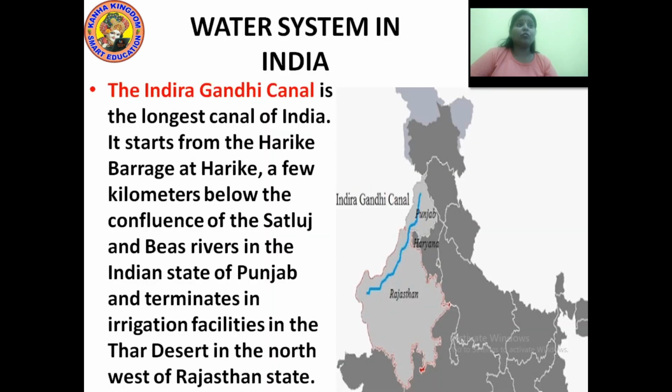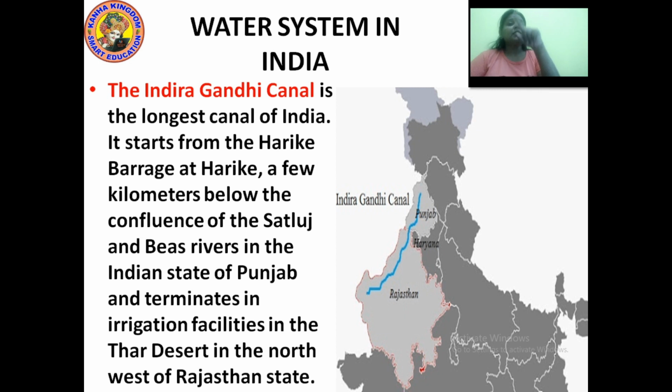Now let us know about the water system in India. The Indira Gandhi Canal is the longest canal of India. It starts from Harike Barrage at Harike, a few kilometers below the confluence of the Satluj and Beas rivers in the Indian state of Punjab, and terminates in irrigation facilities in the Thar Desert in the northwest of Rajasthan state.